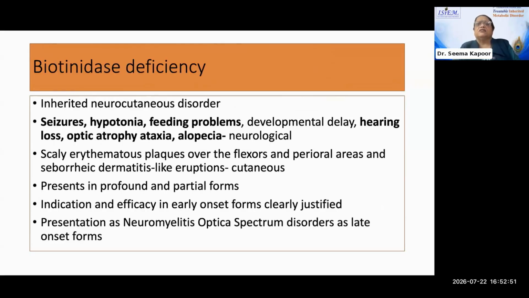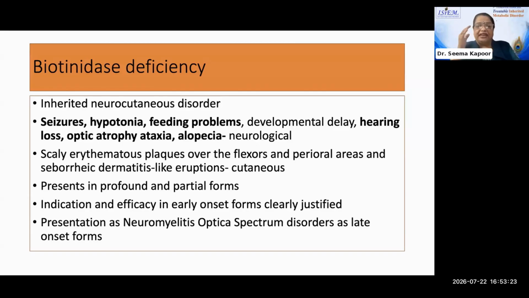Coming to the fourth disorder. I have clubbed the hemoglobinopathies and thalassemias together. The fourth disorder is biotinidase deficiency. This actually presents with seizures, hypotonia, feeding problems. Look at this: optic atrophy, ataxia, and alopecia. And they have seborrheic dermatitis, cutaneous plaques over the flexors and perioral regions.